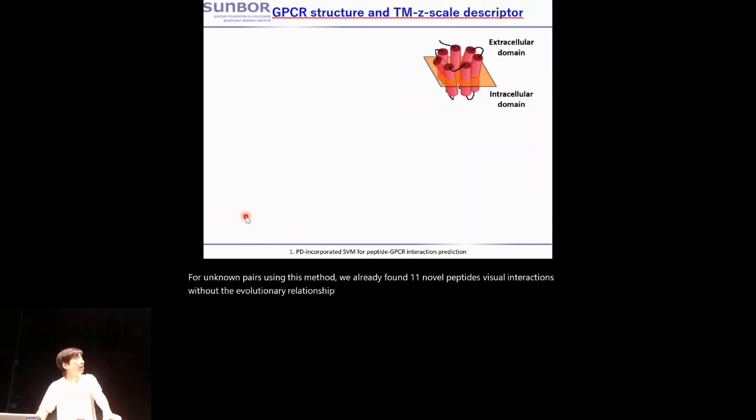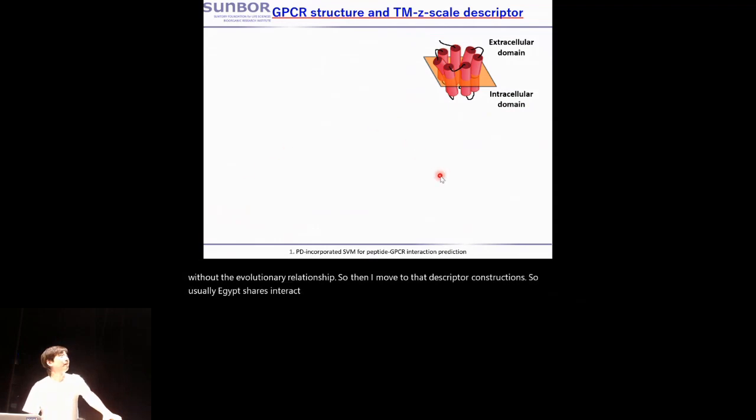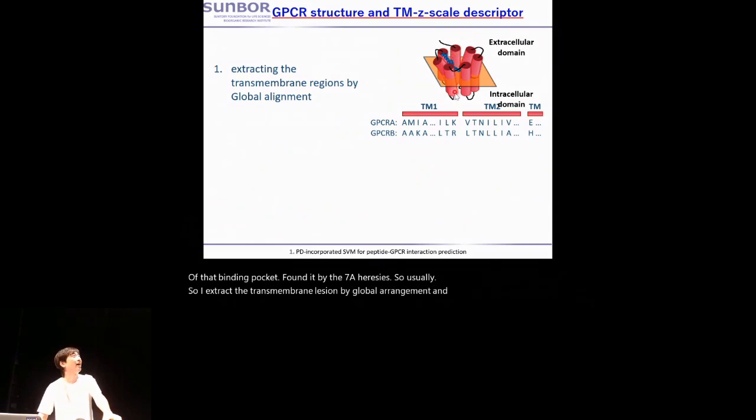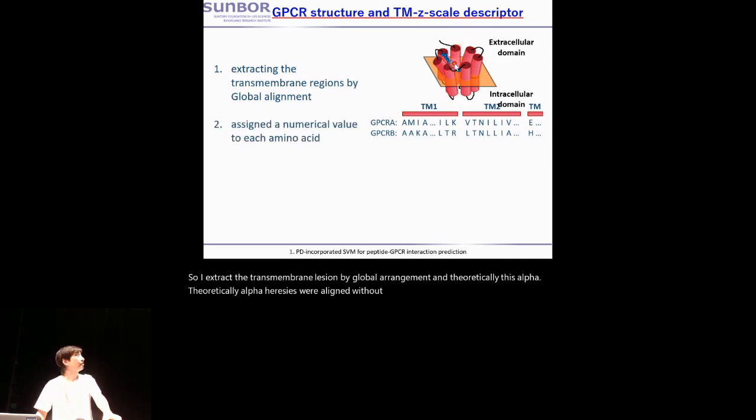So then I move to the descriptor construction. Usually GPCRs interact with the peptide in the extracellular domain of the binding pocket surrounded by the 7 alpha helices. So I extracted the transmembrane region by global alignment. And theoretically, these alpha helices were aligned without gaps, so this alignment had equal length.